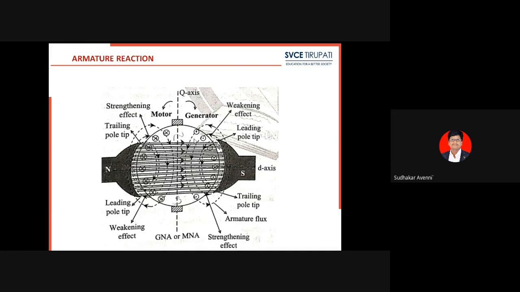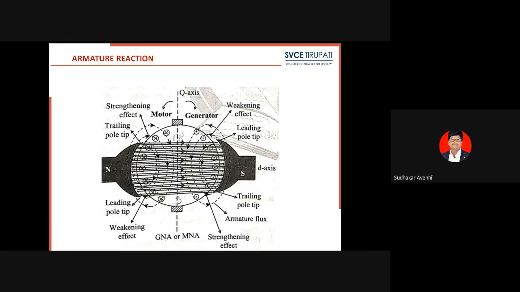See here, the effects of cross magnetization of armature reaction. Once armature reaction exists, the MNA will shift in the direction of generator rotation. The amount of shift theta is proportional to the load, that is, the armature current. When load increases, the armature current increases, and the armature flux also increases. The armature reaction is going to be strengthened.